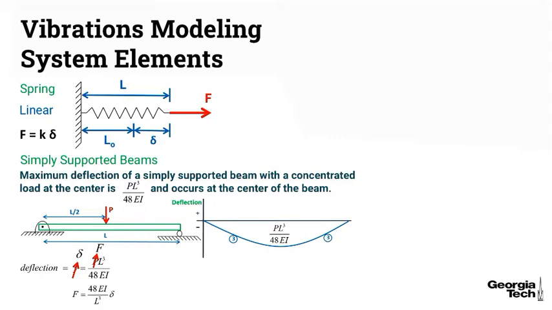And so I can set up and show the force from this spring equal to 48 EI over L cubed. If I compare that to F equals K delta, I see that the equivalent spring constant for this simply supported beam is 48 EI over L cubed.